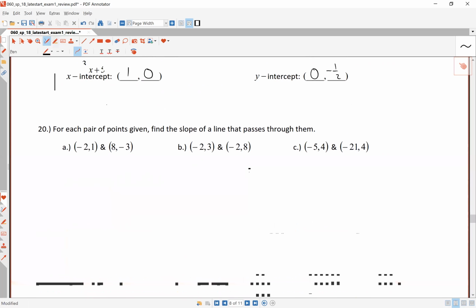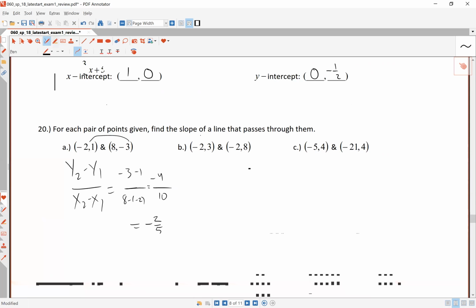When you look at these points and you find the slope of the line between them, you use that formula. The rise is y2 minus y1, and the run is x2 minus x1. And so -3 minus 1 is -4, and 8 minus -2 is 10. And that simplifies to -2/5.